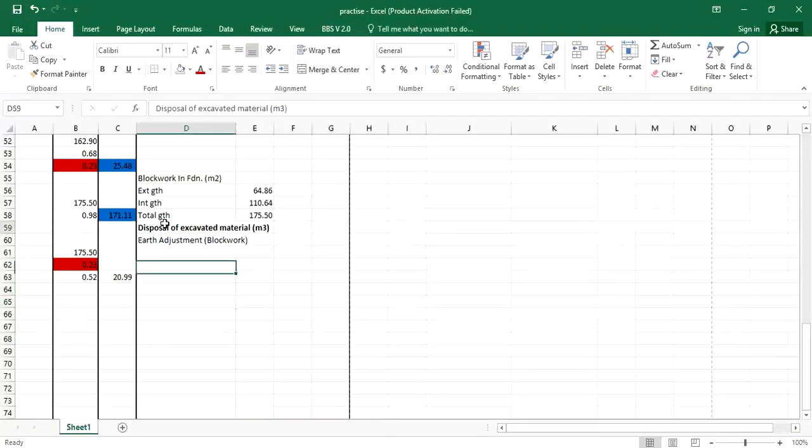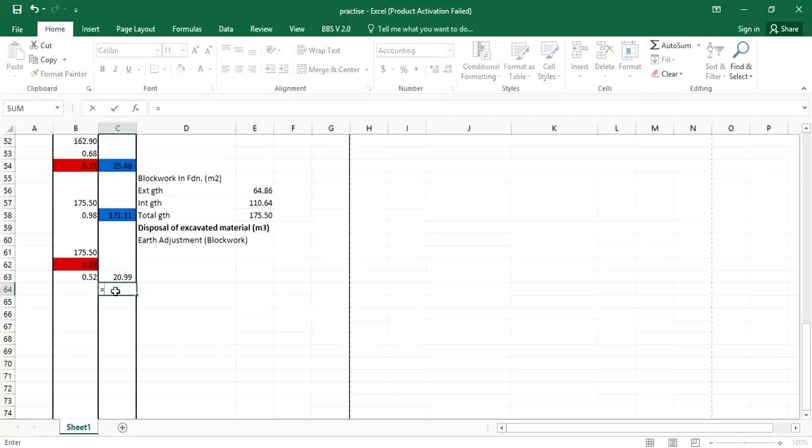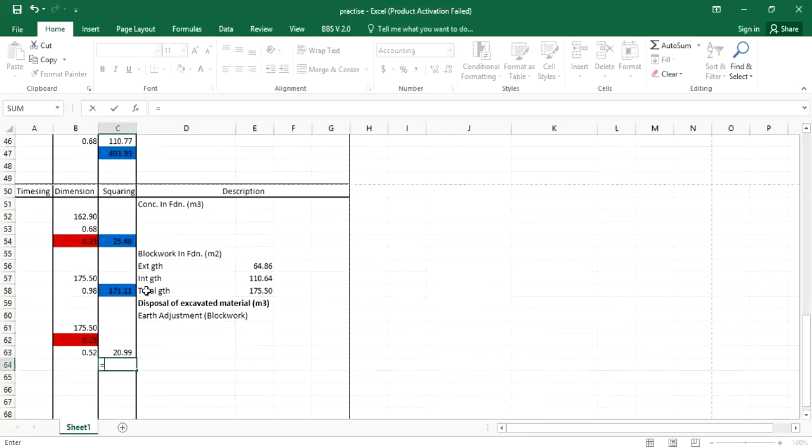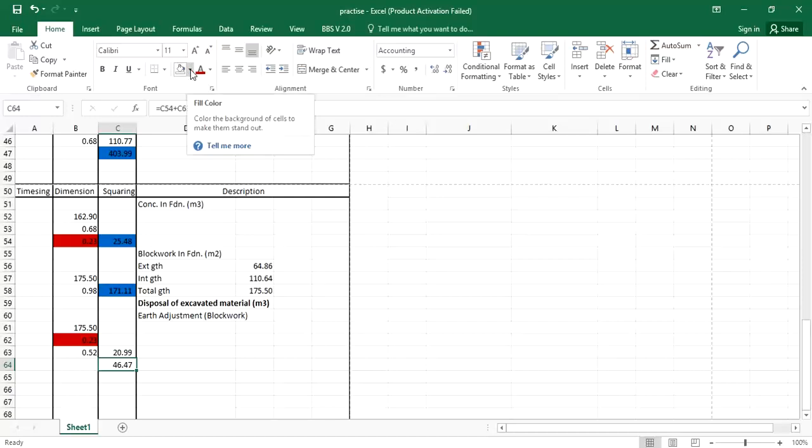So for our disposal of excavated material, we are going to write equal to the volume of our concrete in foundation, this one, plus the volume of our earth adjustment for block work, this one. So this is the value we are trying to dispose now. Let me color this one as blue.